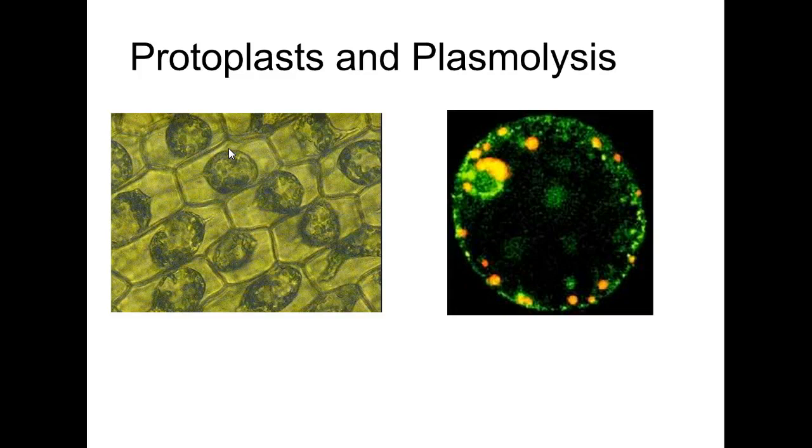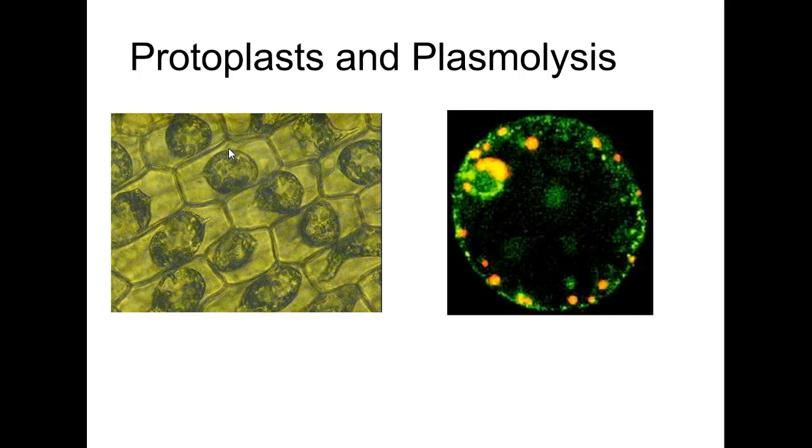So what's going to happen if you put a leaf in 10% sucrose? Which way is the water going to move? It's going to move out. And so now you see the plasma membrane shrinking, and it forms this complete protoplast, remember, the living cell, that's completely been removed from the cell wall.